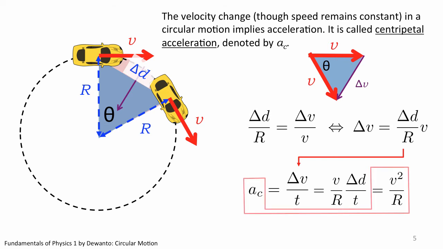In conclusion, centripetal acceleration is equal to velocity squared over radius, and it is always pointing radially inward toward the center of the track. This is another important fact we should keep in mind and heart throughout this course.